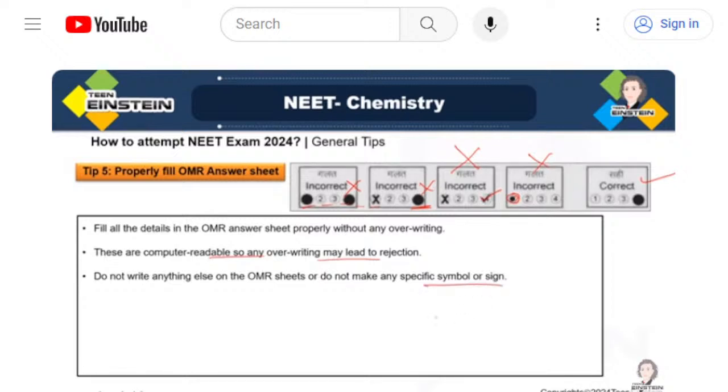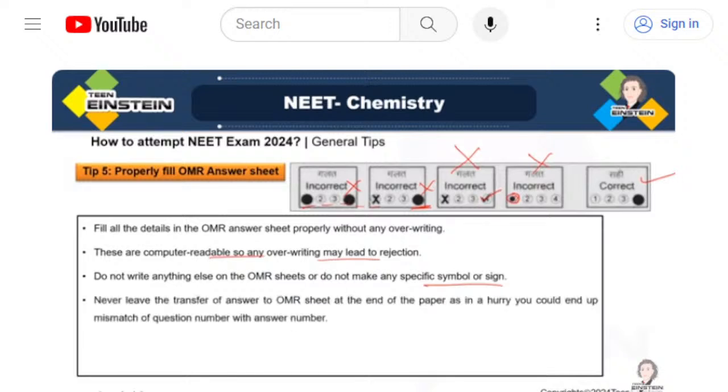Do not make any specific symbol or sign in the other space except the 1, 2, 3, 4 options. If you are doing it in some other space, that is obviously not right. And also, if you think you have made a mistake, do not scratch the paper. That can also lead to rejection.